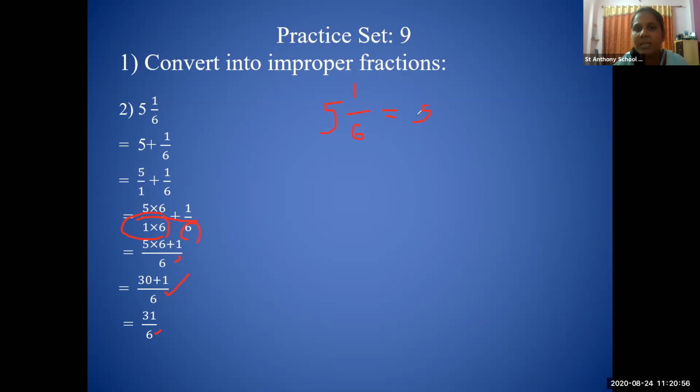So our first step is 5 remains as it is plus 1 upon 6. Okay, now our next step is what? We can write 5 as 5 upon 1. Please, students, the steps are very important because in maths, the marks are there for steps. And this 1 upon 6 remains as it is. We write this 5 as 5 upon 1 and 1 upon 6 remains as it is, right?